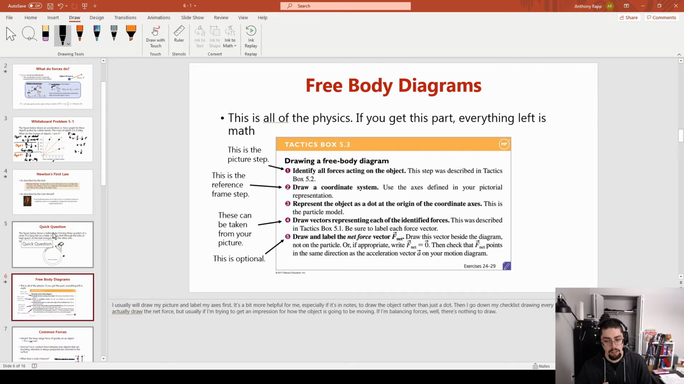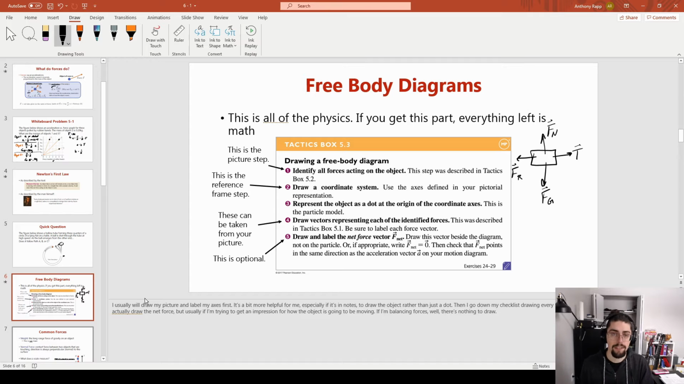I like to think of this in mostly 3 steps, maybe 4, depending on what's going on. I draw a picture. If I have a block, I will draw a block. Then I will go through piece by piece and think about every single force acting on that block. Maybe I have a force of gravity. Maybe I have a force of tension. Maybe I have a normal force. Maybe I have a friction force. For every single one of those, I'm going to draw that vector and label it on my picture.